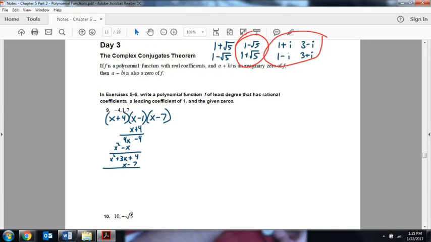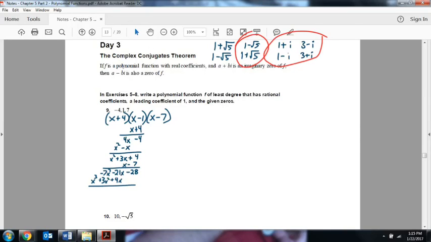Negative 7 times 4 is negative 28. Negative 7 times 3 is negative 21, so negative 21x. Negative 7 times x squared is negative 7x squared. Alright, and then the last one on there, x times 4 is 4x. X times 3x is 3x squared. And x times x squared is x cubed.